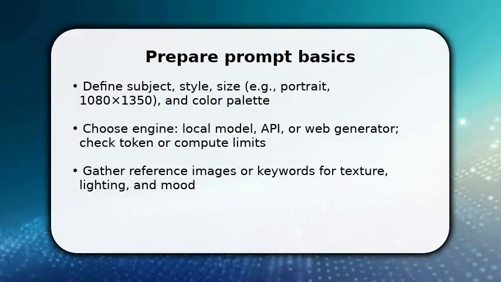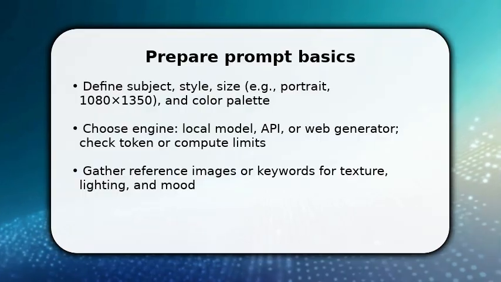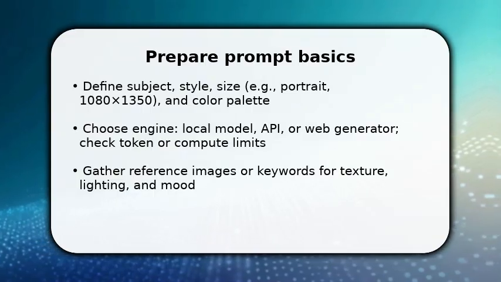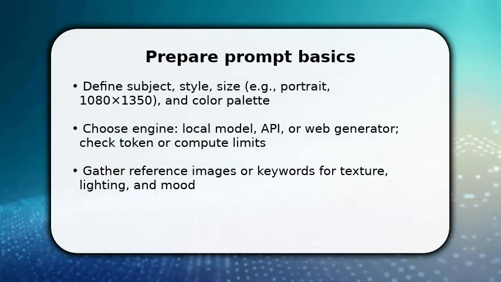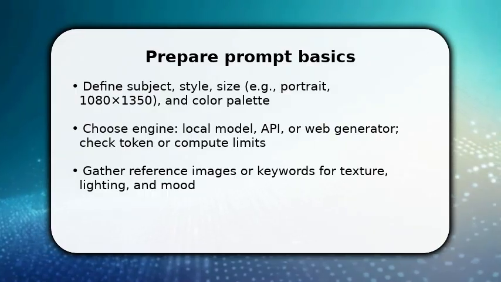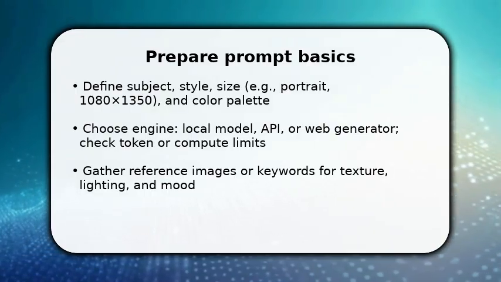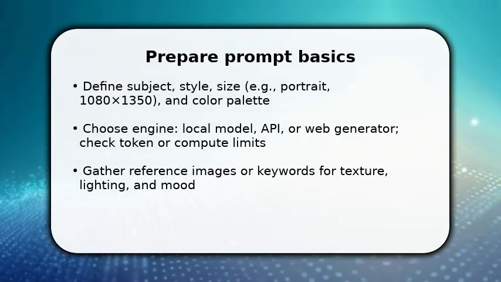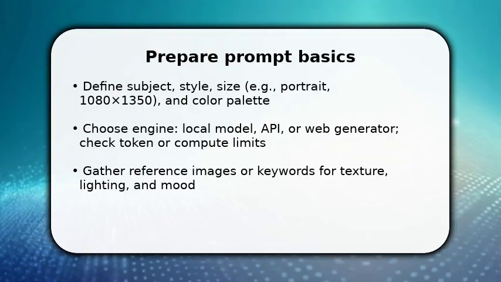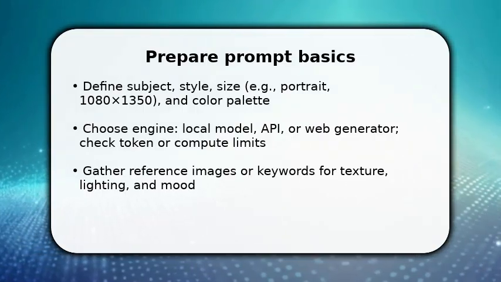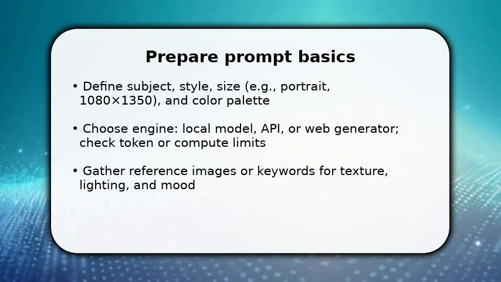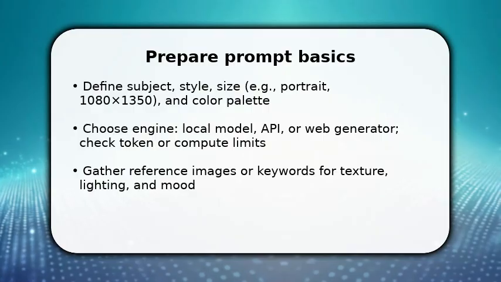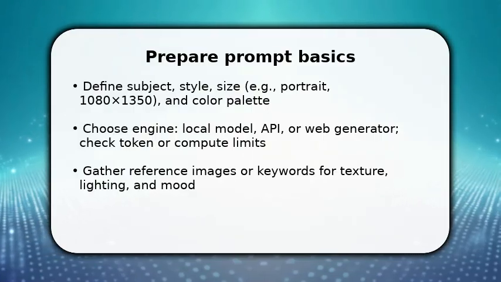You start by turning your idea into precise language. Name the subject, choose a style, and set dimensions like 1080 x 1350. Explain mood and lighting so the generator knows intent. Once done, pick the tool, local model, or hosted API, and confirm available compute or token limits. Make sure you have any reference images ready and note which elements must match. This immediate clarity prevents wasted iterations and lets the system prioritize composition, color, and detail from the first pass.